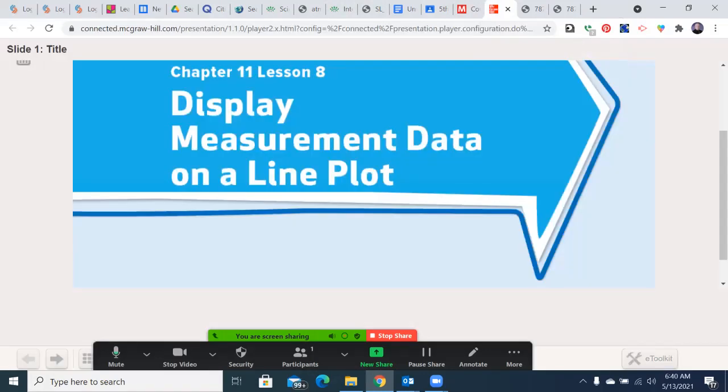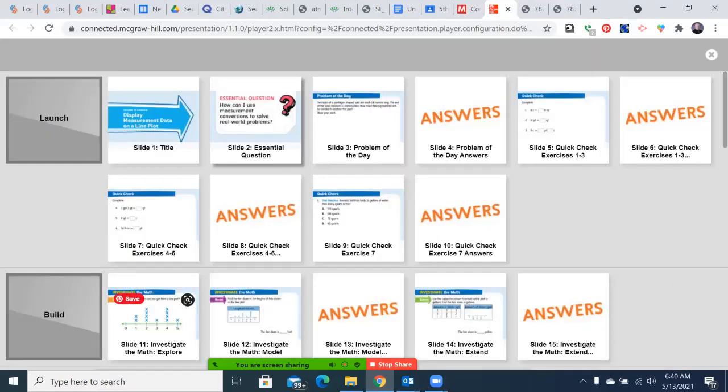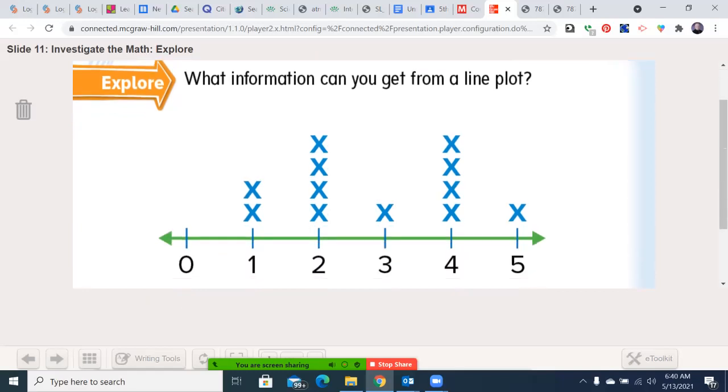All right, so let's get into the lesson. The essential question remains, how can I use measurement conversions to solve real-world problems? I'm going to start in the part that's not in the book. What information can I get from a line plot? Remember that we've heard these referred to as dot plots in the previous sessions. From whatever we're dealing with here, the largest numbers are 2 and 4, and the smallest are 3 and 5.